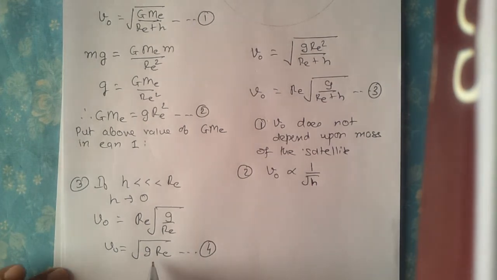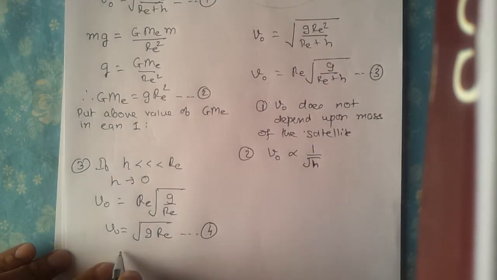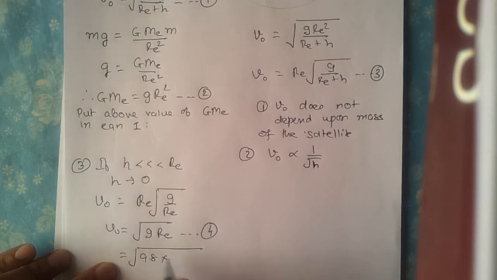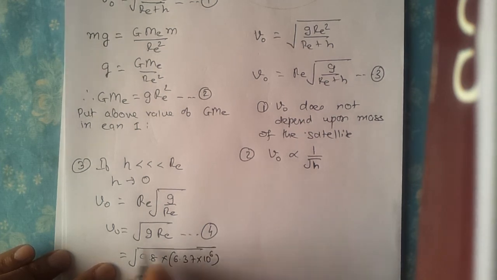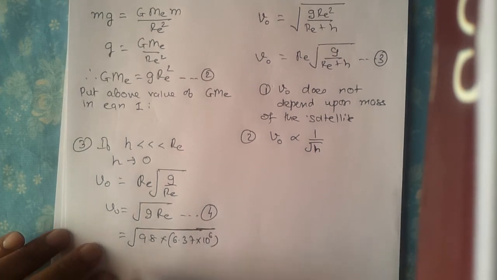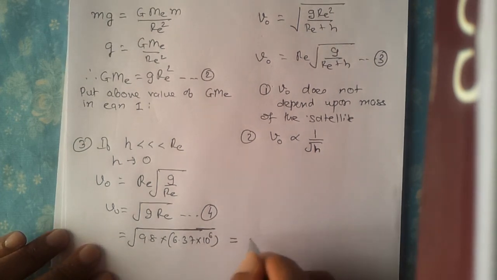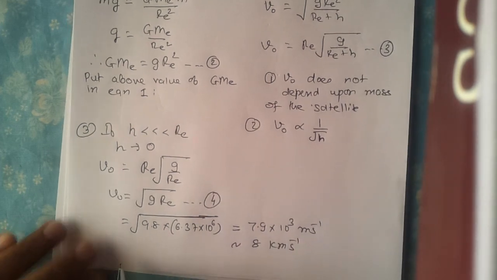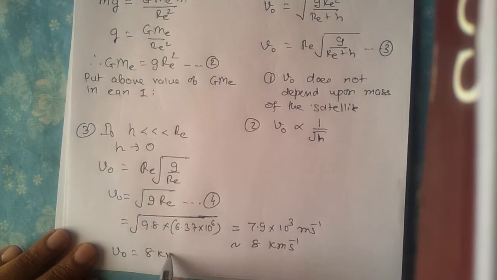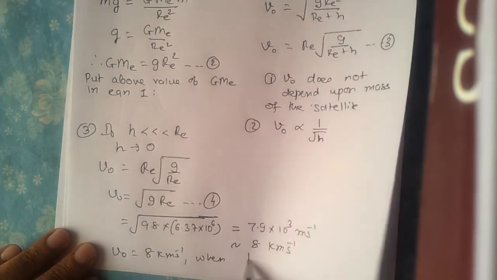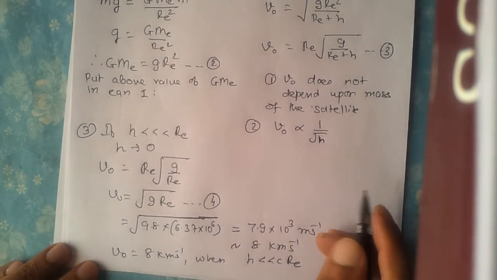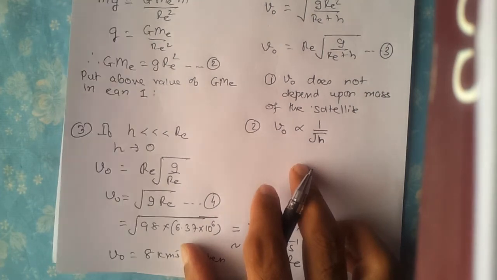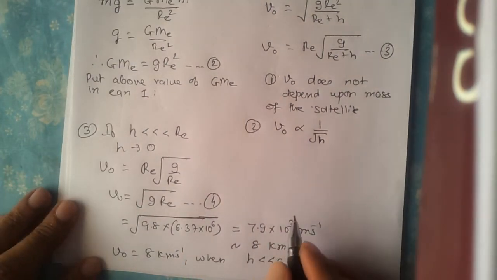Now these are constants. We know the value of g, and we know the radius of the Earth, so I can write this as square root of 9.8 into the radius of the Earth, which is 6.37 into 10 raised to 6 meters. If I find out this value, I get 7.9 into 10 raised to 3 meters per second, which is nearly equal to 8 kilometers per second. So v0 is equal to 8 kilometers per second when h is very, very small compared to Re. So what I conclude is that the speed of a satellite revolving very close to the Earth's surface is nearly 8 kilometers per second.